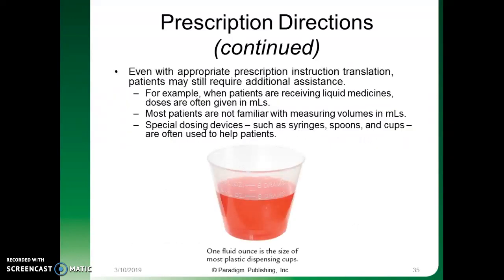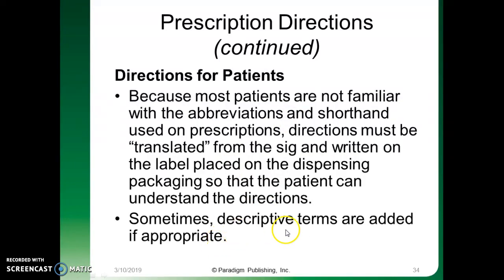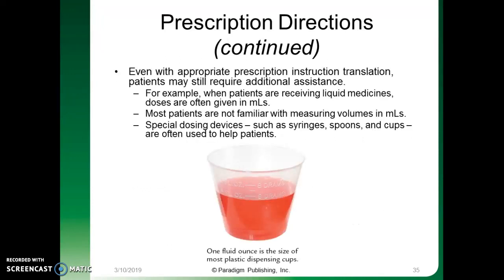Sometimes, for example, especially for narcotics, let me go back. Descriptive terms are part of the law of California, that we have to add the description of the medication. So if it's a round tablet, we'll put round tablet, the color of the tablet, if it's white, and if it has any markings on the tablet. We need to write that into the label of the medication we're going to be sending home.